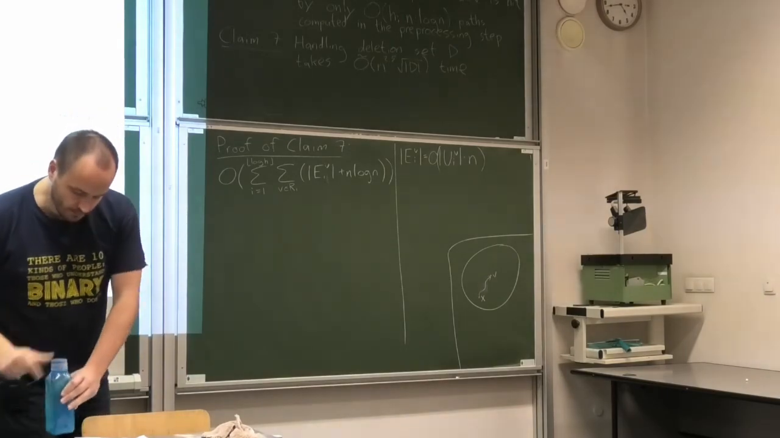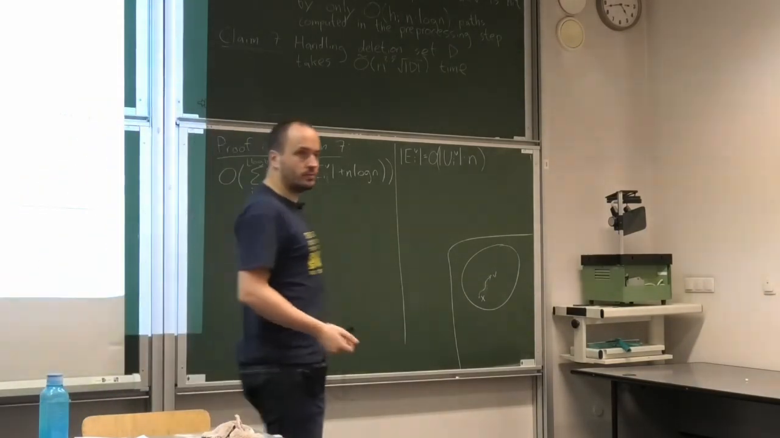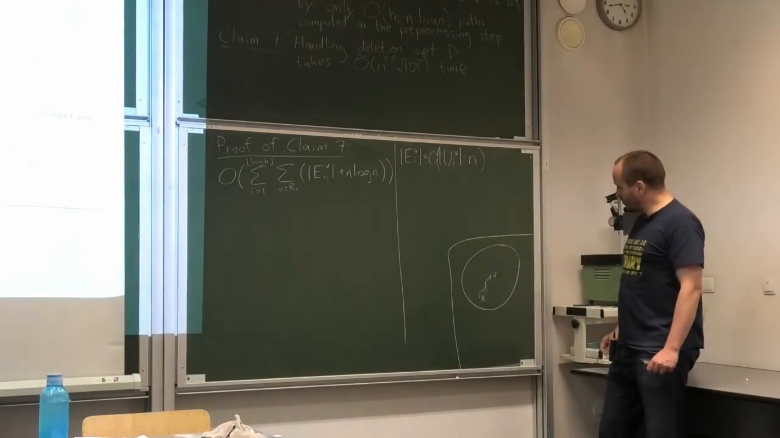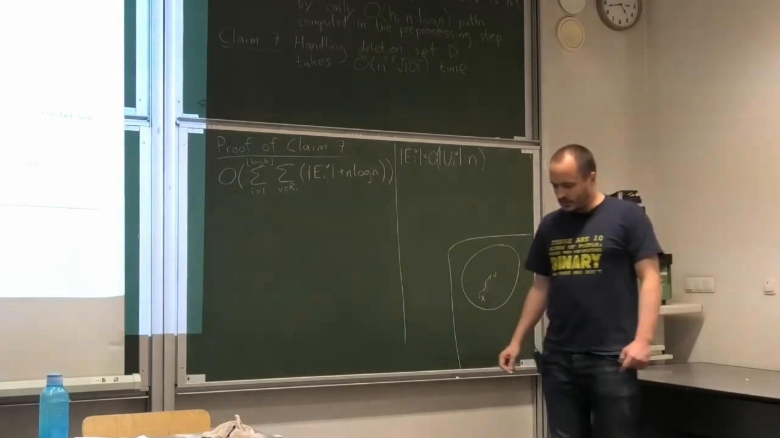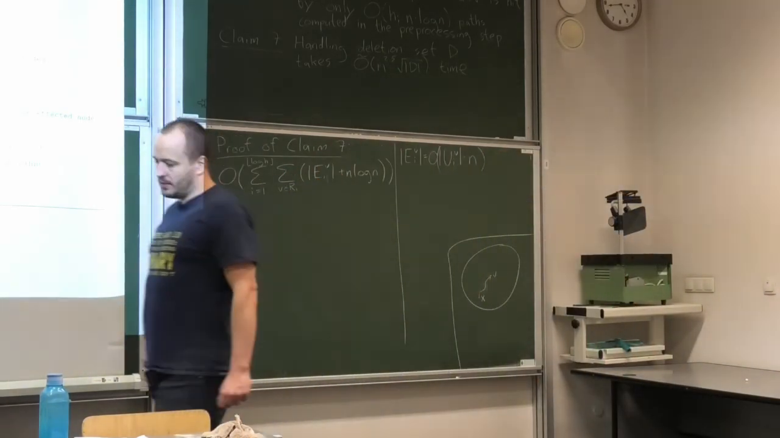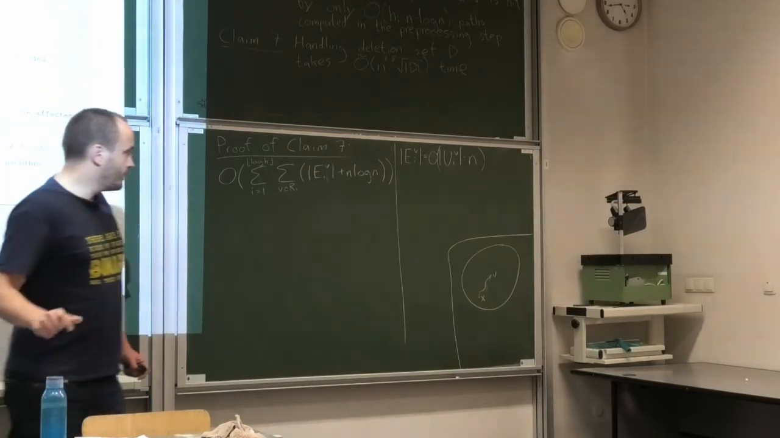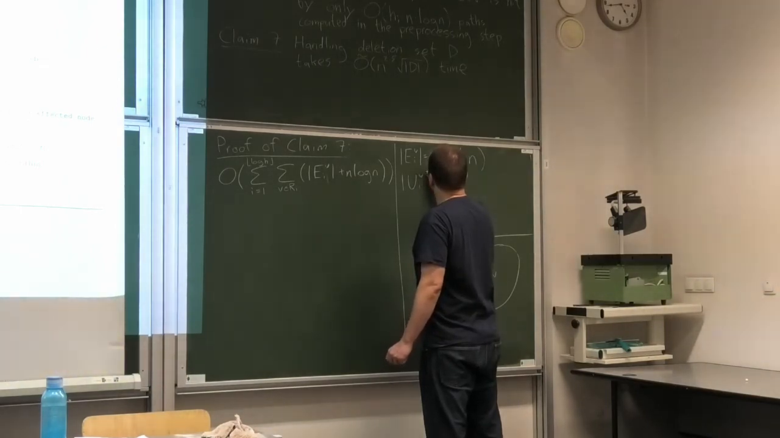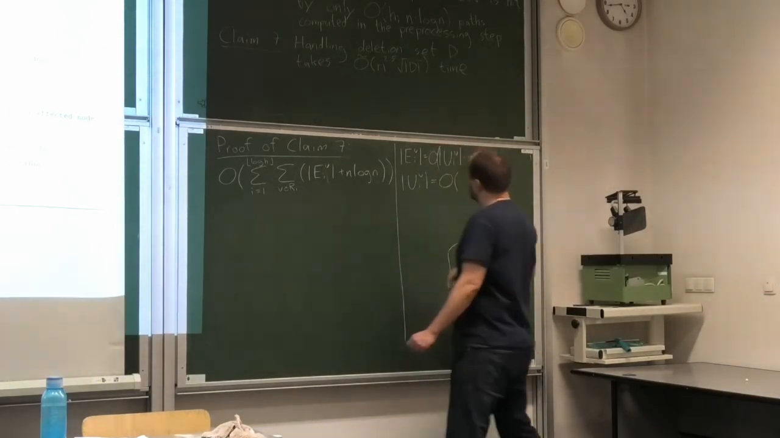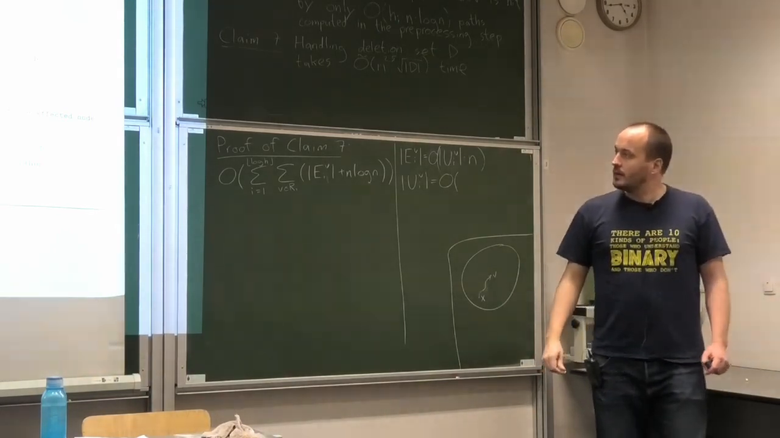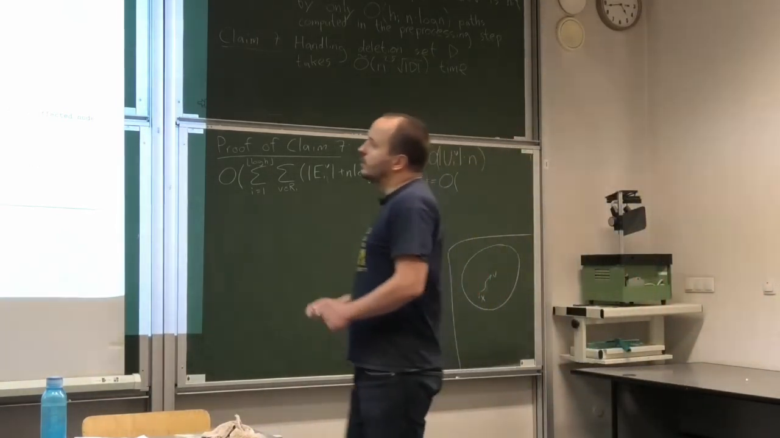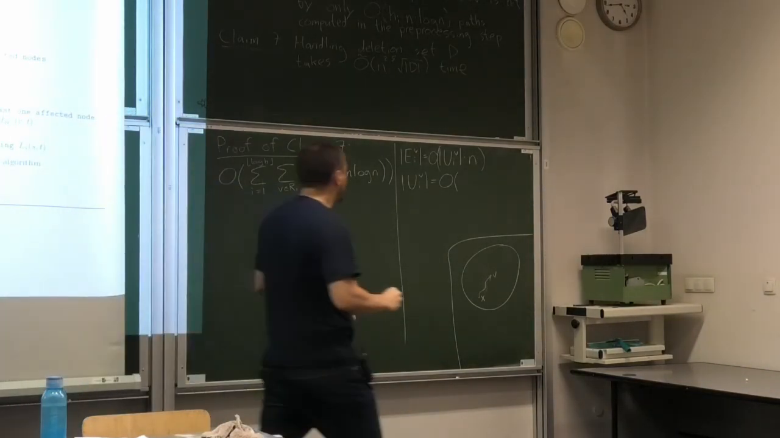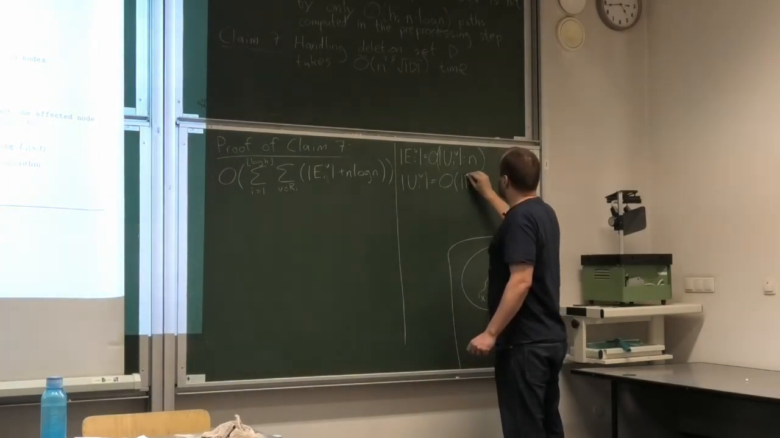This is where the pebble game comes into play. Can we express the size of UIV using this pebble game? So we want to bound UIV. Well, how many vertices do we delete? We delete order D vertices. So it must have something to do with the size here somehow.